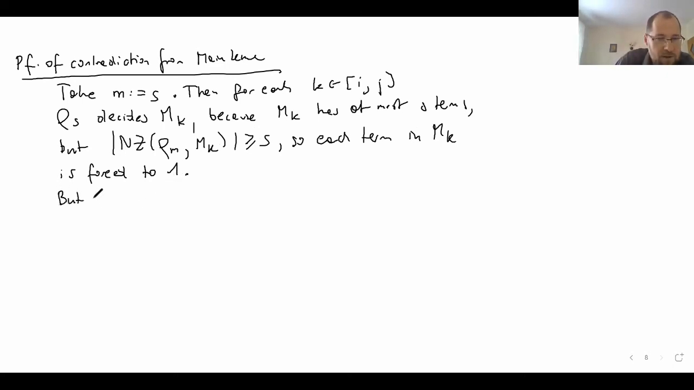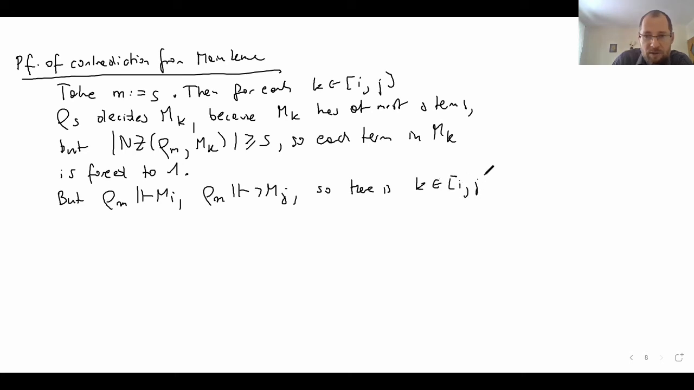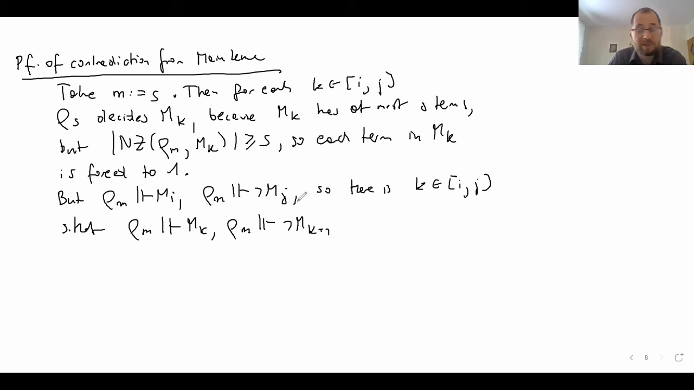But rho m forces mi to true, and rho m forces mj to false. So if each of them is forced to a value, each of them is decided. So there is some k between i and j such that rho m forces mk and rho m forces not mk plus 1. At some point, we must switch from forcing true to forcing false. This contradicts soundness.